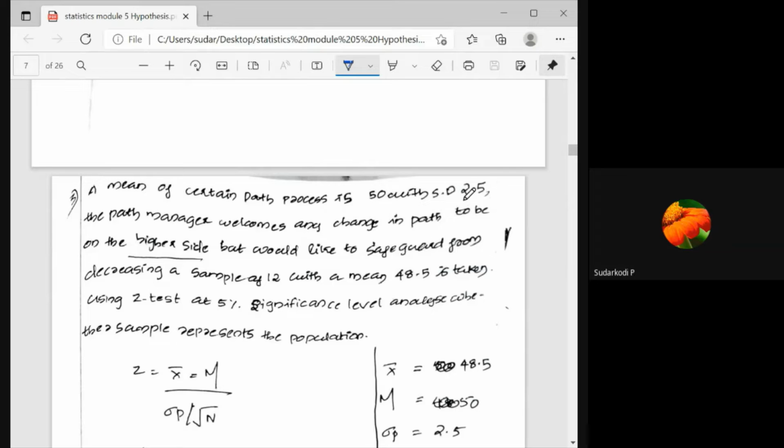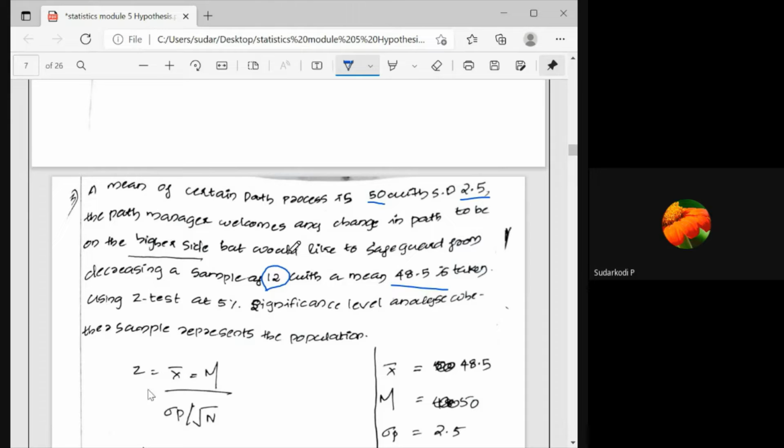Okay, this is the mean, this is the sample size, and this is the mean of the sample, x bar. Okay, but in this sum they have already given you using z-test. Sometimes they may give it or they may not. Why have they given z-test here?